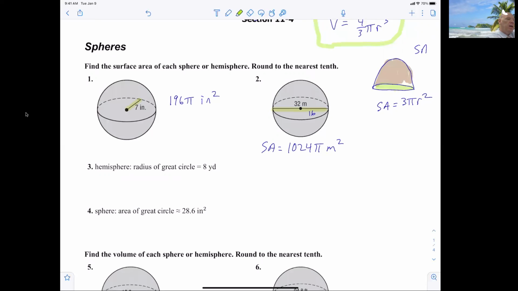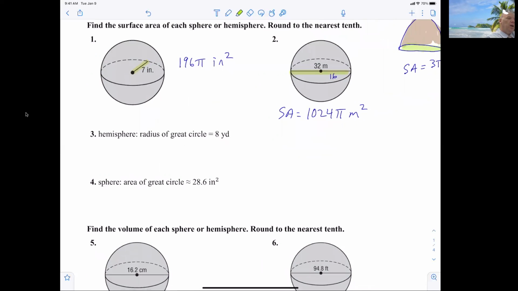All right. So now if we have a hemisphere, now I didn't really mention this, but what do you think they mean by radius of great circle? Yeah, the circle in the middle. It's talking about the cross section. When you take a cross section of a sphere, you always get a circle. So the great circle is what? It goes through the center. Exactly. So that's why they're telling you that. But again, we will always, for the most part, have that as the radius.